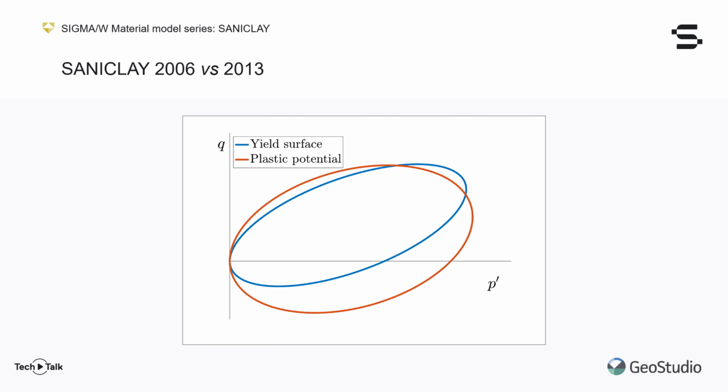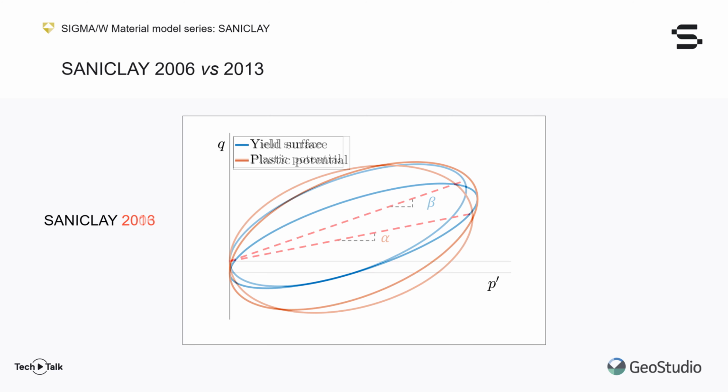On the topic of distinctions between SANICLAY 2006 and 2013, I have plotted here a figure we have seen before in this webinar where SANICLAY's yield and plastic potential surfaces are shown. Remember how beta indicates the inclination of the yield surface and alpha indicates the inclination of the plastic potential surface? I had not mentioned it earlier, but this is only true for the 2006 version of SANICLAY.